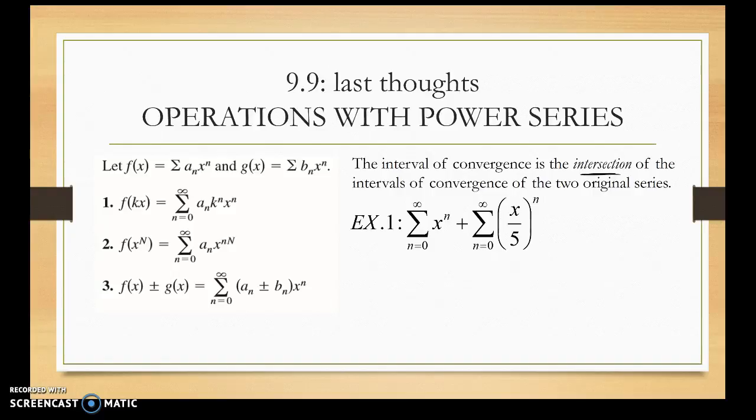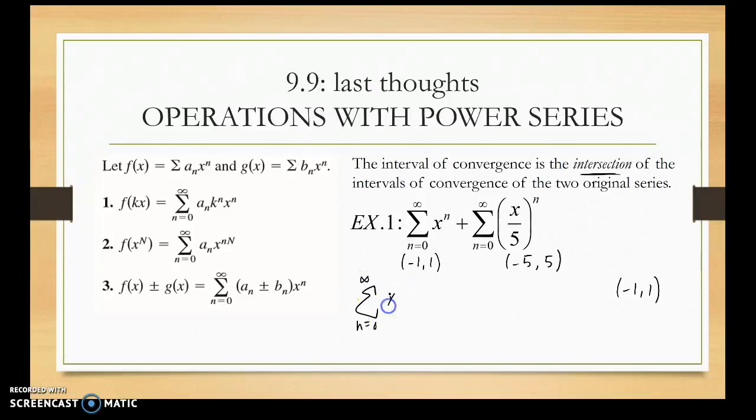All right, so if we have something like this, add these two series together. This is a geometric series with ratio x, first term is 1, so it converges on the interval from -1 to 1. This one has geometric ratio x over 5, so that converges on the interval from -5 to 5. So the sum of the series will have an interval of convergence from -1 to 1, the intersection of the two. Now, how can I write this as a single series?